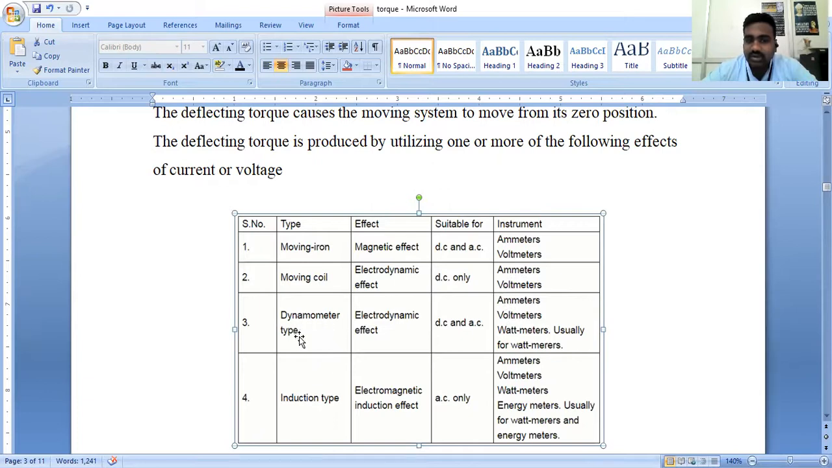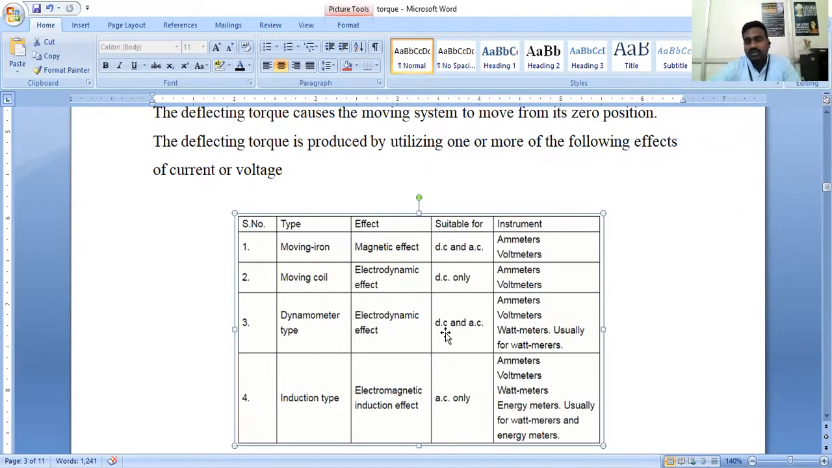voltmeters. And the dynamometer type instruments work on the electrodynamic effect, which is suitable for DC potential and AC potential. This type of instrument is used for ammeters, voltmeters, wattmeters. Most probably, electrodynamic type instruments are generally used for wattmeters nowadays. And next, induction type. The induction type works on the electromagnetic effect, only with respect to AC potential, and these instruments can be used as ammeters, voltmeters, wattmeters, and energy meters. Most probably, the electromagnetic induction effect is used for AC, and the preferred instruments are energy meters and wattmeters.